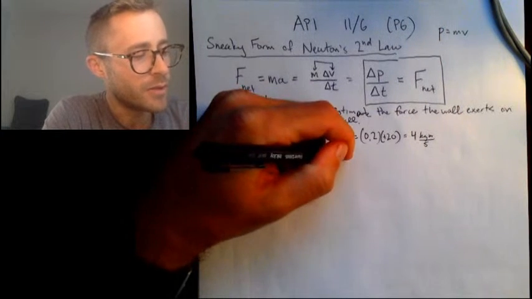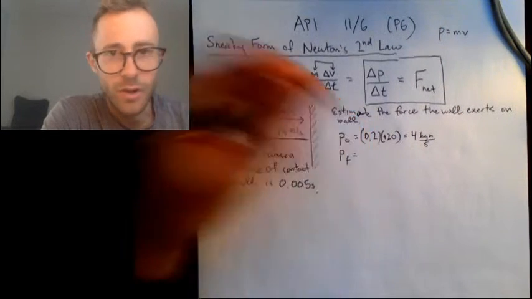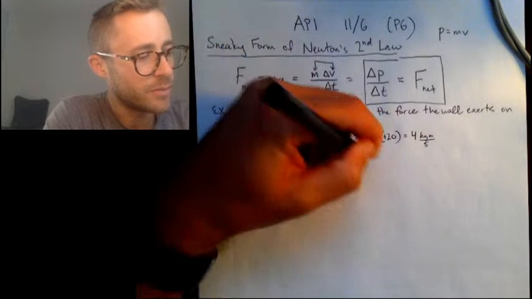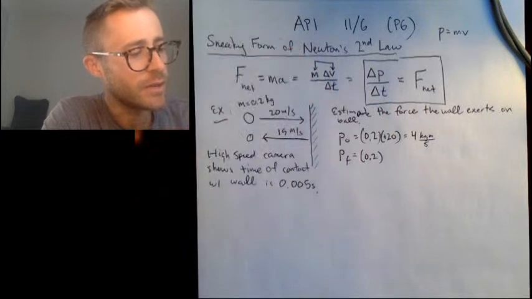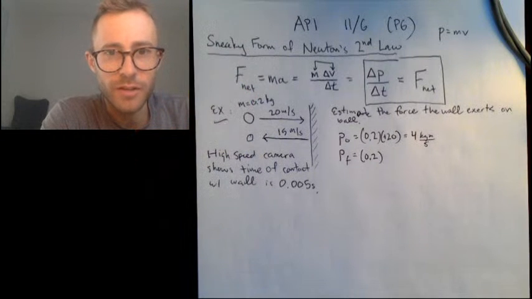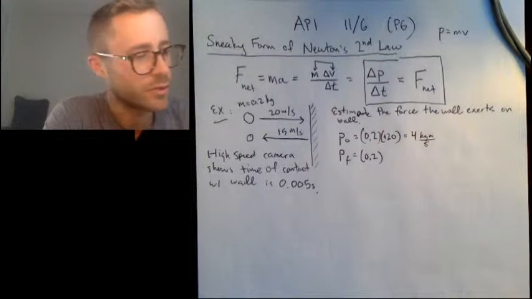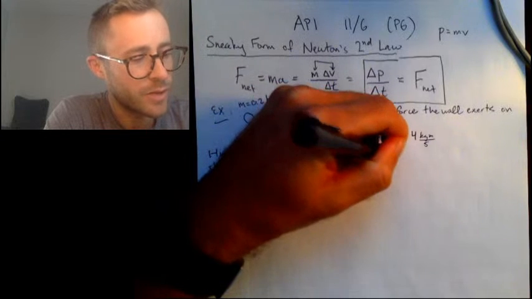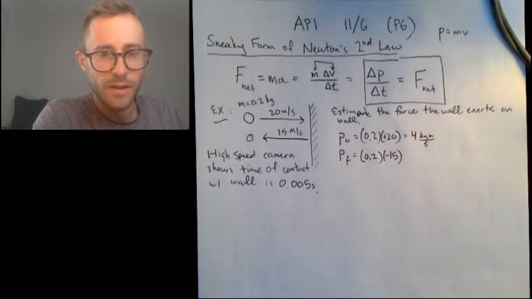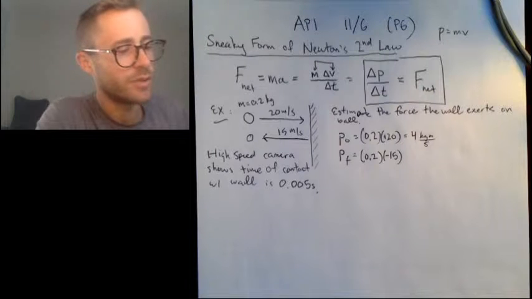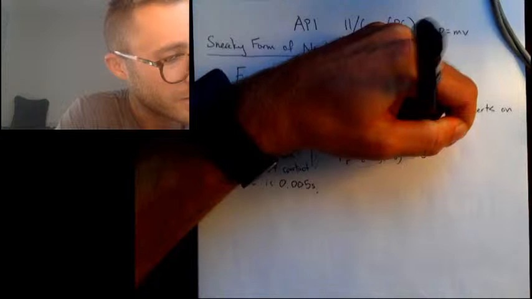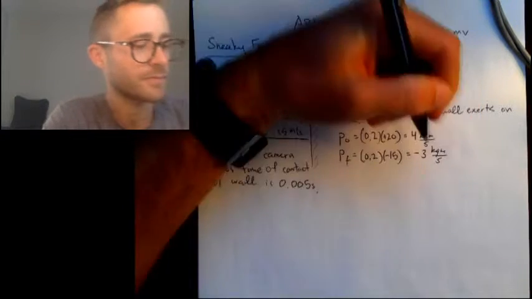The final momentum is also mv. We have a mass of 0.2 and a velocity of 15 meters per second to the left. So we got to make sure we include that negative sign in there to indicate that it's going to the left. And so we have P final is 0.2 times negative 15, which is negative 3 kilogram meters per second.